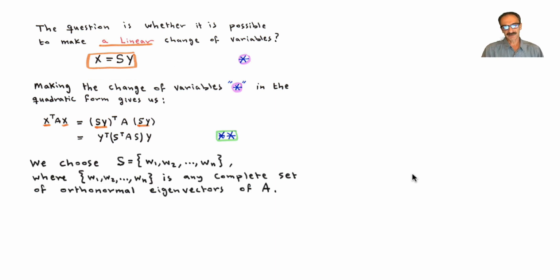We choose S to be the eigenvectors as column vectors. W1, W2, all the way to Wn will be a complete set of orthonormal eigenvectors of A. Now, we used in the previous example to call them U1, U2. It's the same thing. Those are U1, U2, U3 up to Un.